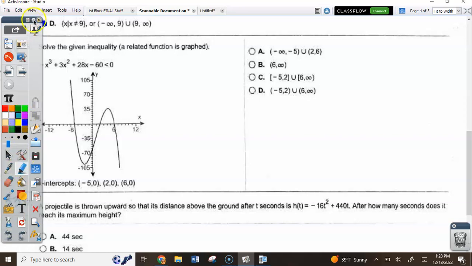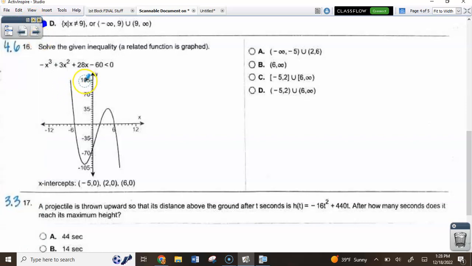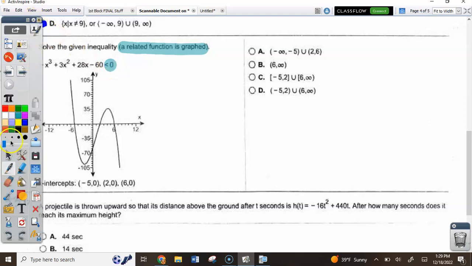This one is easier than what you might think, because when you first look at it, your first instinct is probably to try to factor this by grouping. You should know that something's up because it's a cubic, it's got the negative here, these are really big numbers. Notice it says a related function is graphed, which means they've given you the graph. So all you have to focus on is what the inequality is asking for.